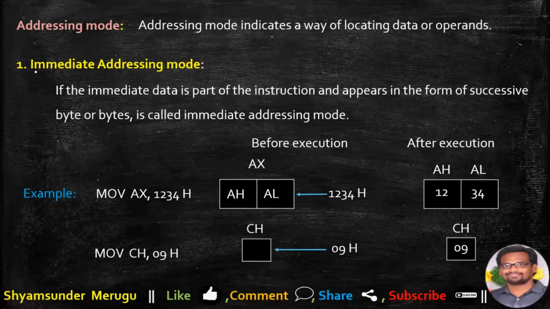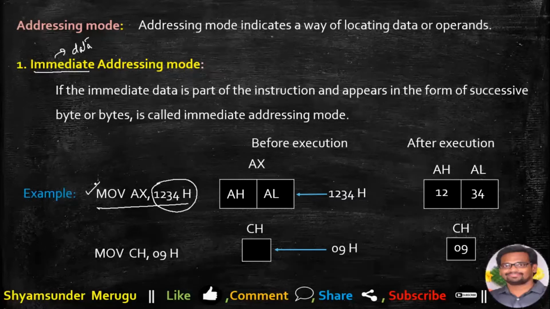Now let us start with the first addressing mode. The first addressing mode is the immediate addressing mode. Immediate means specifying the data. So let us take an instruction. If the data is directly specified, immediately specified as part of the instruction, then we call that immediate addressing mode.